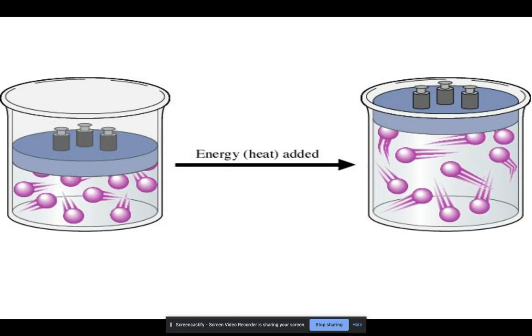So we look at this particular section. We add energy. You start to see that the volume goes up. So as you increase temperature, volume will go up. That's a direct relationship.